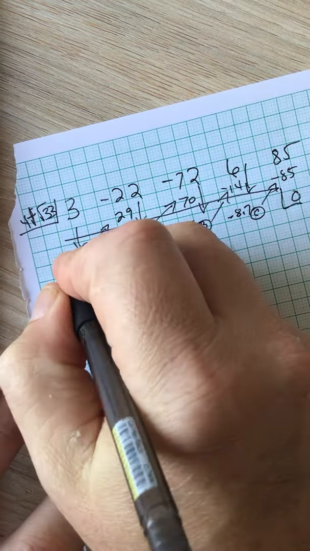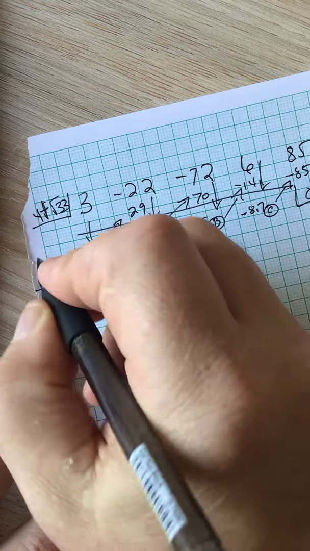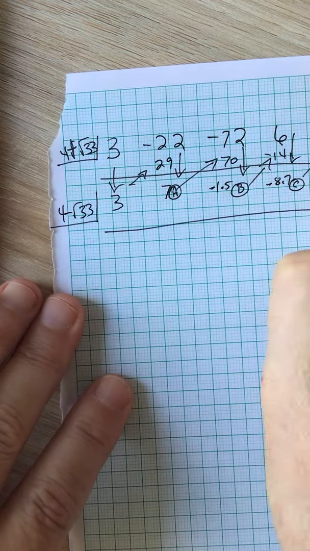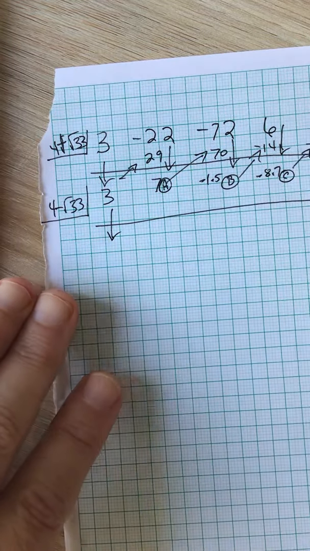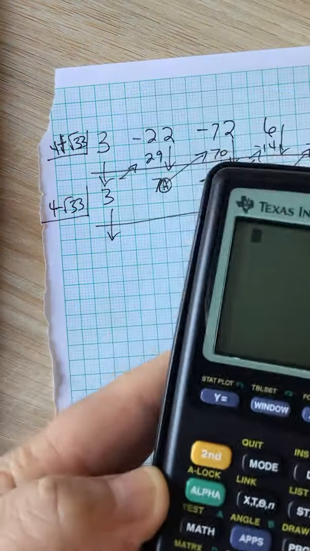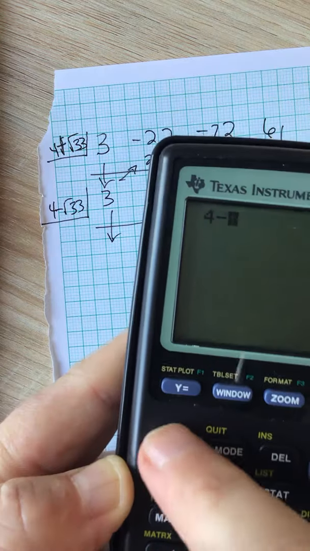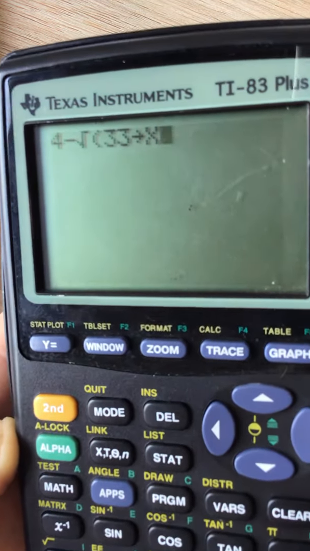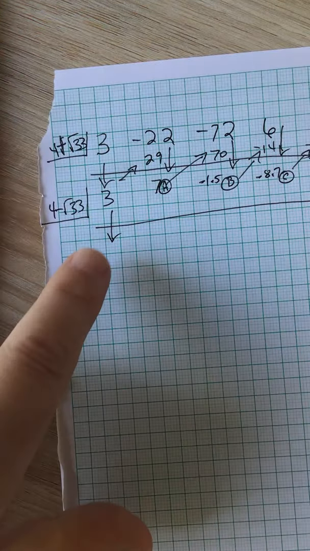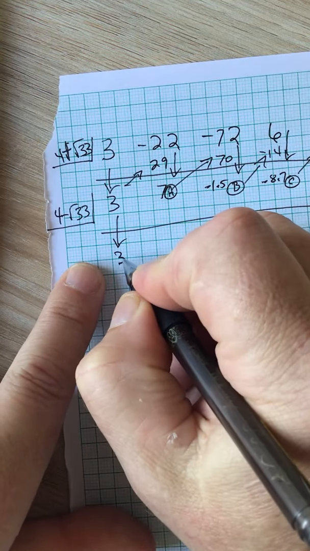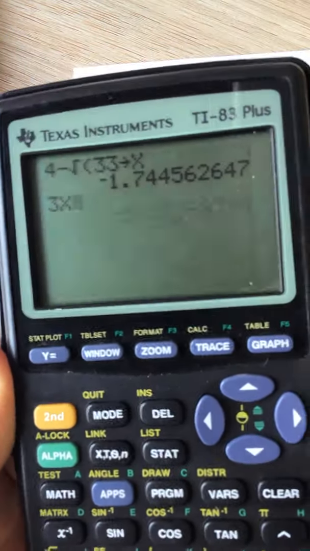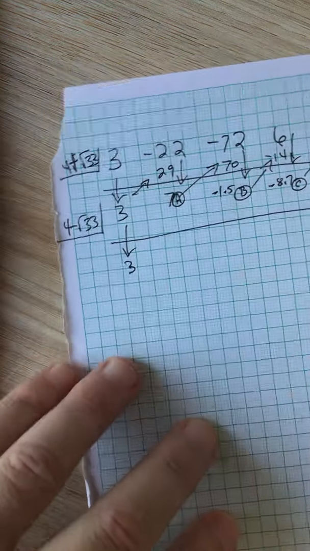Now the next one, see, this is how come I needed these values exactly. The next one is 4 minus root 33. Okay, so this time I'm going to put 4 minus the square root of 33 into x. Okay, so first I'll drop down the 3, I need 3 times x. So first I need 3x, 3 times x is about negative 5.